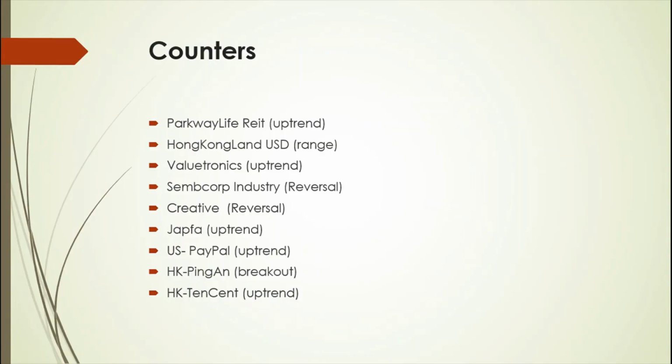So for a quick recap, these are the counters we are looking at. Quite a number of uptrend counters. You have Parkway Life, Valuetronics, Jaffa, PayPal, and Tencent. And there are a few breakout trades and reversals. Just a reminder, for the reversal trades, you want to trade with slightly lesser risk, maybe half of the normal risk that you would want to risk. And for uptrending breakouts, you can just trade normally.